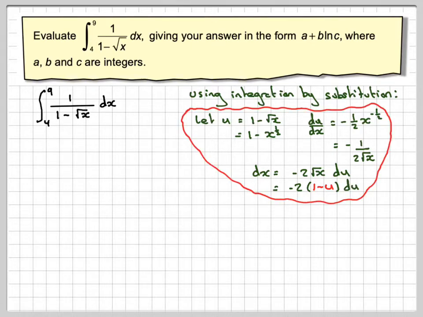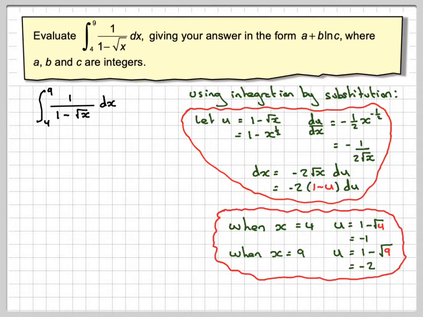We have to also change the limits. So when x is 4, u will be 1 minus root 4, so it's 1 minus 2, which is minus 1. And when x is equal to 9, u will be 1 minus the square root of 9, so it's 1 minus 3, which is minus 2. Now, strange though it may be, the new limits are going to be minus 1 and minus 2, even though this number here is higher than this. You leave it that way round.